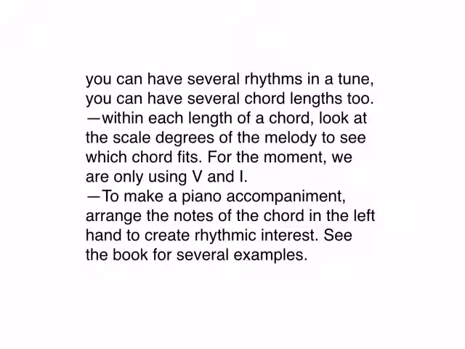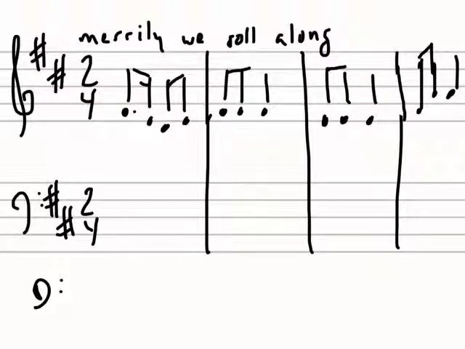In order to find the chord within a harmonic rhythm, look at the scale degrees of the melody to see which chord fits, and for the moment we'll only be using 5 and 1. So in this melody, from Merrily We Roll Along, if the harmonic rhythm is 1 chord per measure, note the F sharp and D, framing this with passing tone E, there and there. So that outlines a 1 chord.